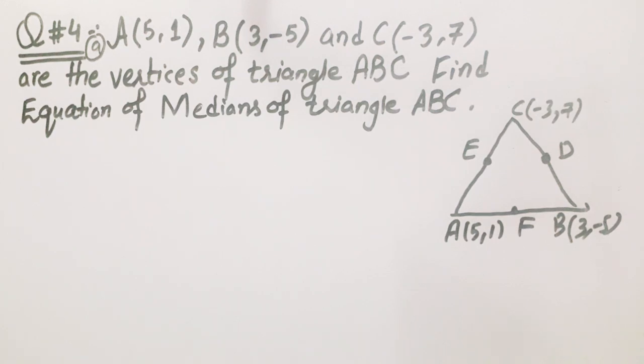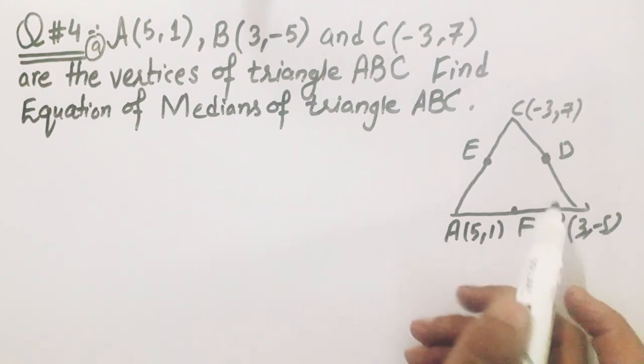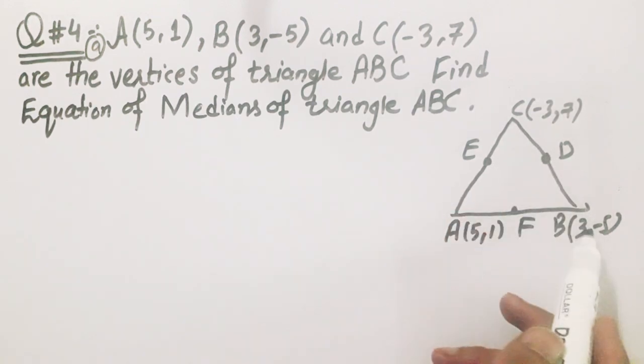After finding the midpoints, you will find the equation of medians. So first of all, because the medians pass through the midpoints, now midpoint D is between B and C.